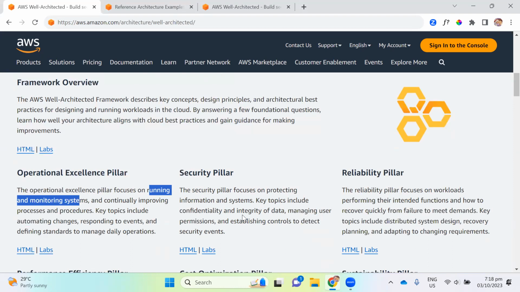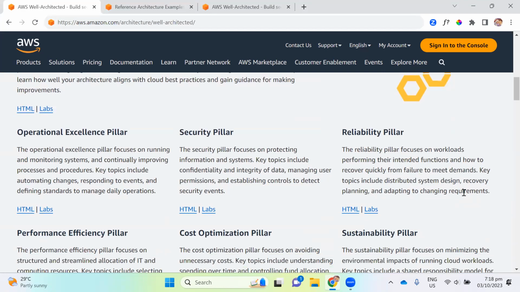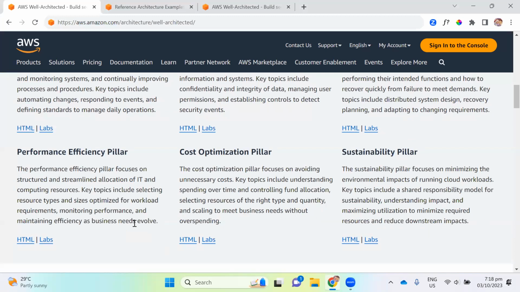Security, as the name suggests, is the security. That is CIA traits like confidentiality, integrity, and availability of data. Reliability is fault tolerance and your on-demand meeting of the requirements, right? Recovery planning, DR, and all these things. Performance is your application performance, like size optimization, what EC2 instance you should use.